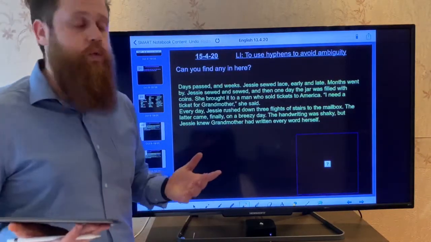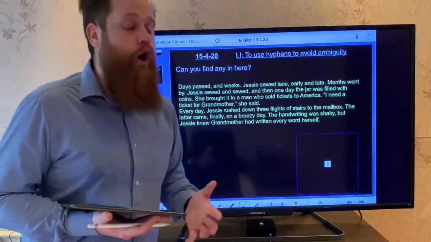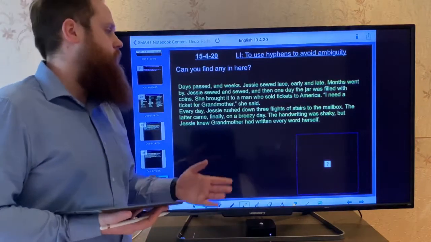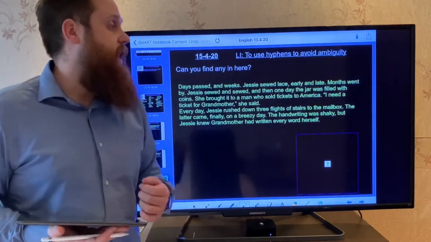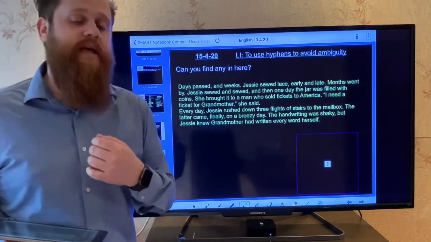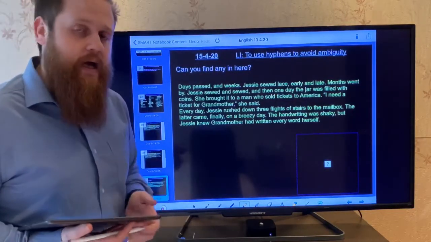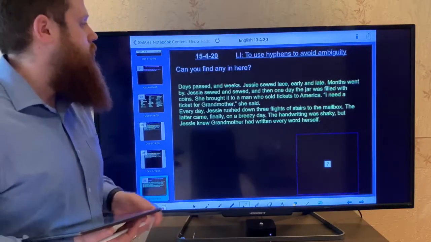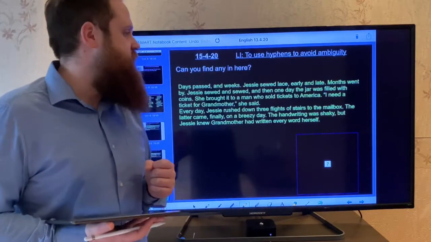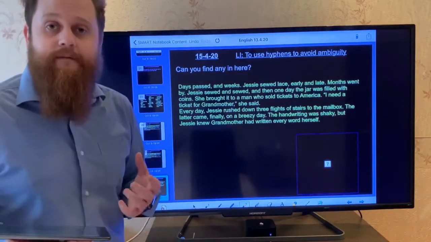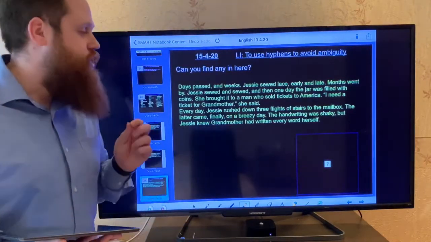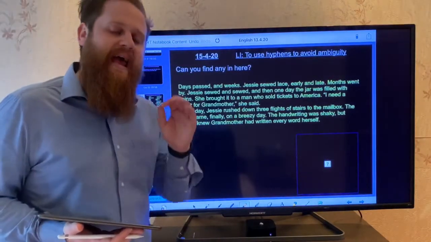Days passed and weeks. Jessie sewed lace, early and late. Months went by. Jessie sewed, and then one day the jar was filled with coins. She brought it to a man who sold tickets to America. "I need a ticket for Grandmother," she said. And every day, Jessie rushed down 3 flights of stairs to the mailbox. The letter came, finally. On a breezy day, the handwriting was shaky, but Jessie knew Grandmother had written every word herself.